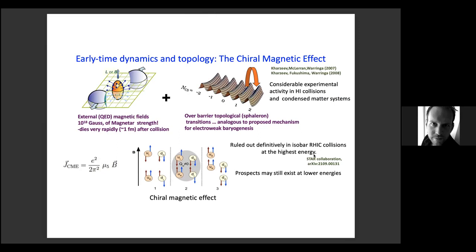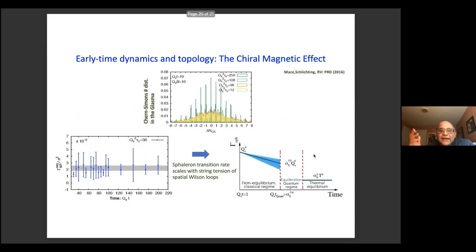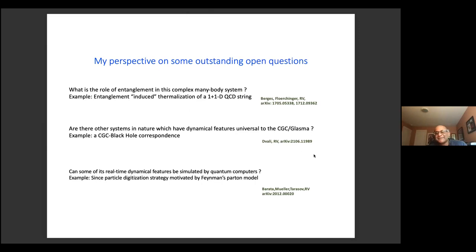Sorry, if you want at least one question, I think I'll just end here. I just want to say that there's some very interesting phenomenon called the chiral magnetic effect, and there's an interesting role of topology. And let me just end here. I'm sorry to have gone over my time, but I will put up a list of questions that I'm interested in and take questions from people.